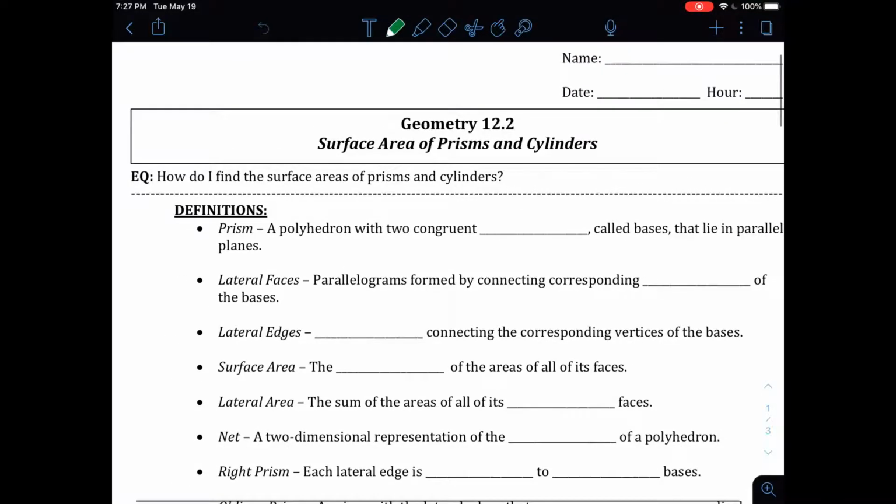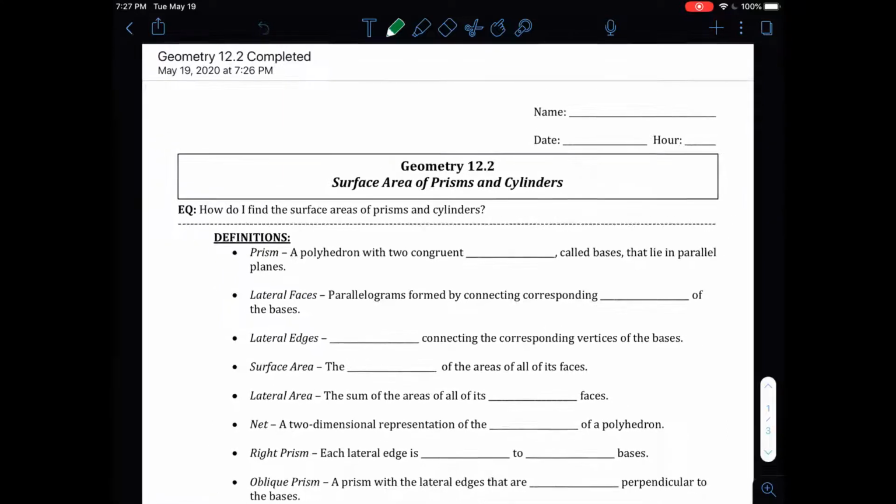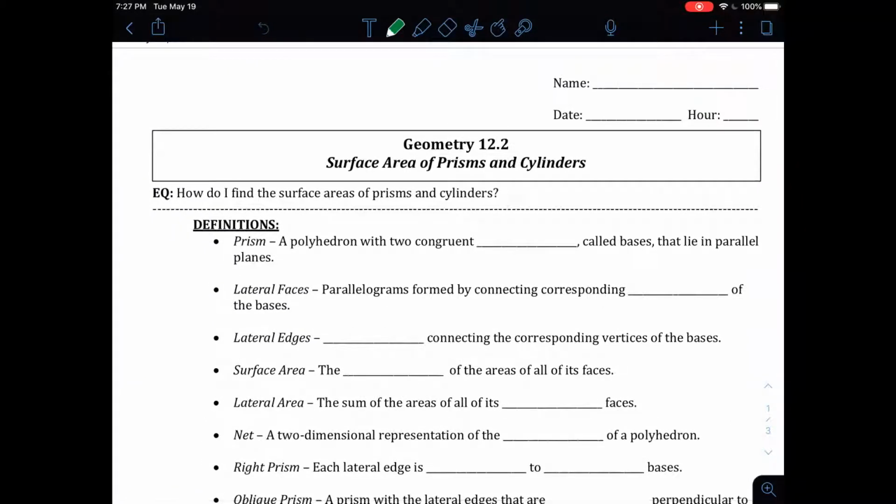A prism is a polyhedron. If you remember, a polyhedron is a three-dimensional solid that has all polygons. So it's just a shape with all polygons and no curves. That's not like a cylinder or a sphere. But a prism is a polyhedron with two congruent faces. Two congruent what? Two congruent faces called bases that lie in parallel planes.